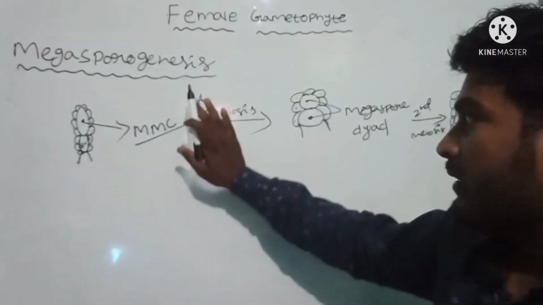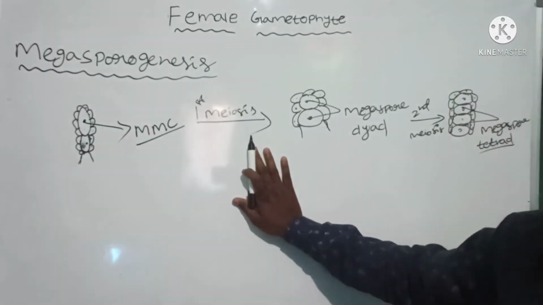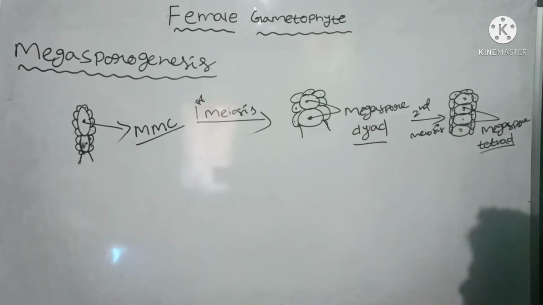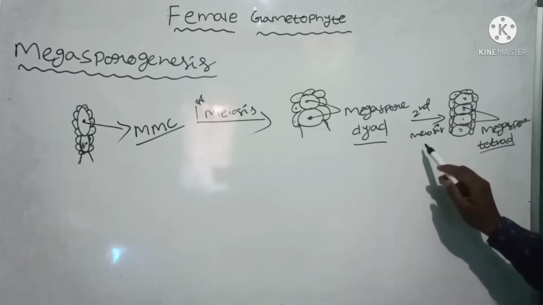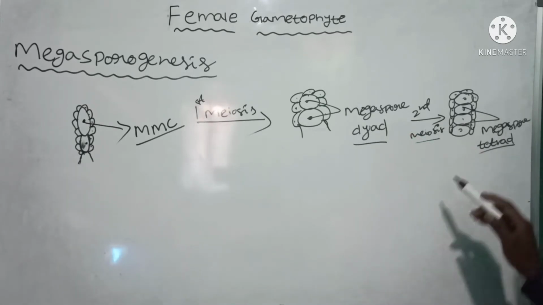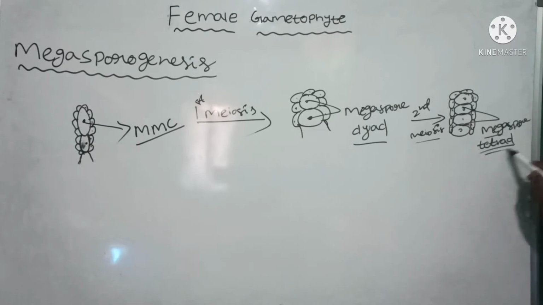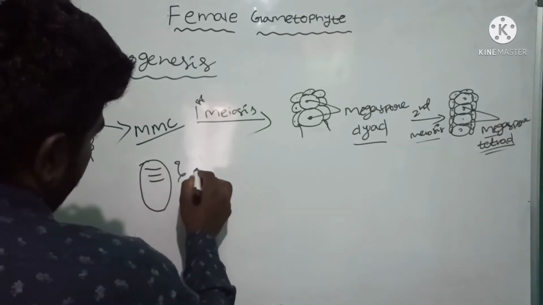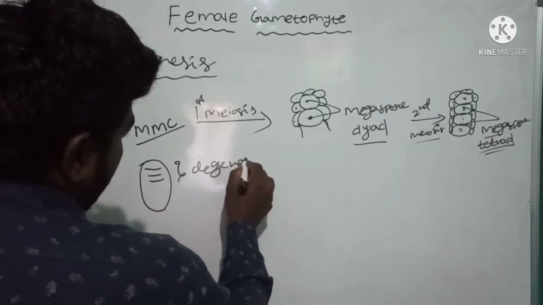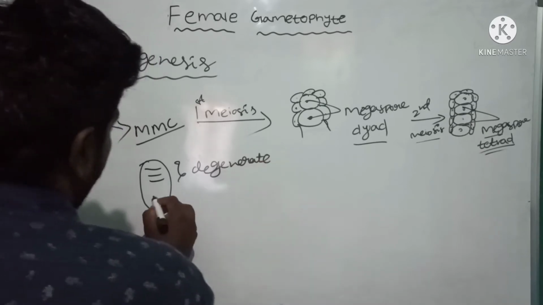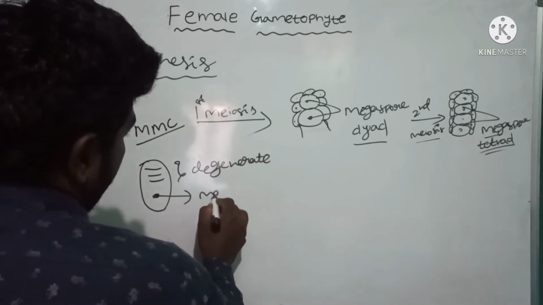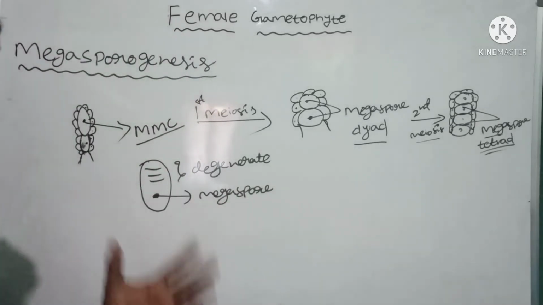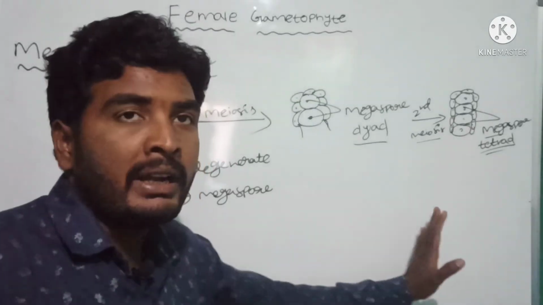The MMC, through the first meiotic cell division, is converted into a megaspore dyad. Megaspore dyad means two cells. Through the second meiotic cell division, they are converted into the megaspore tetrad condition. Tetrad means four. Three degenerate and the remaining one megaspore is functional. The functional megaspore can develop into the female gametophyte or embryo sac.